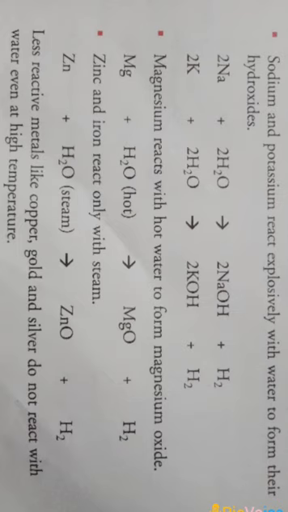Magnesium, zinc and iron are less reactive as compared to sodium and potassium. So magnesium, that is Mg, reacts with hot water to form magnesium oxide, that is MgO, along with the hydrogen gas. Then zinc and iron, they react only with the steam and form zinc oxide, that is ZnO plus H2. Now some metals like copper, gold and silver, they are less reactive metals. So they do not react with water.